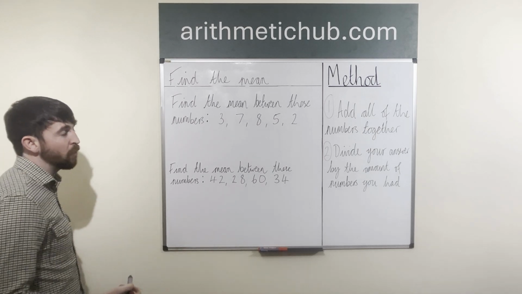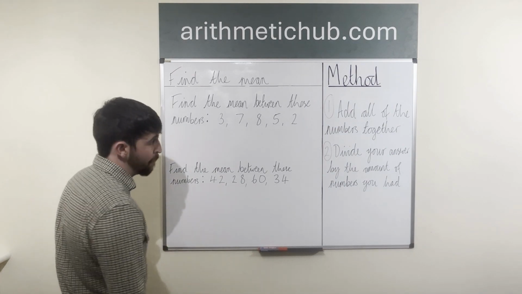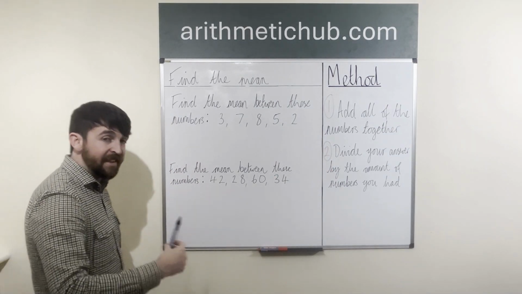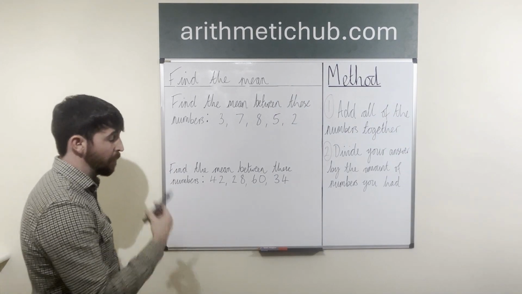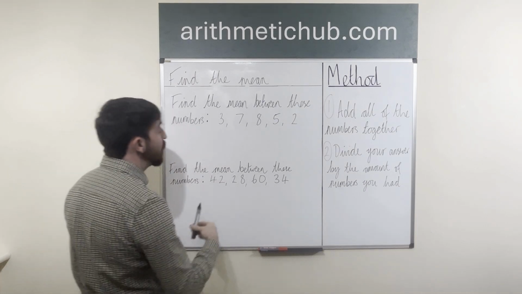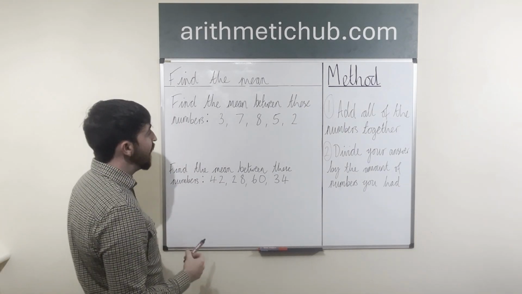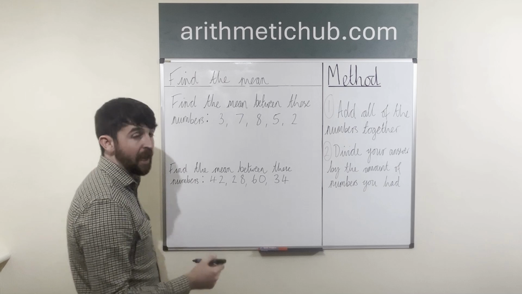And the method we do to find the mean is actually really straightforward. There's two parts to the method. The first part says we add all of the numbers together. The second part of the method says divide your answer by the amount of numbers you had, okay? So let's start off by having a look at this first question here. So the first question says, find the mean between these numbers, 3, 7, 8, 5 and 2.